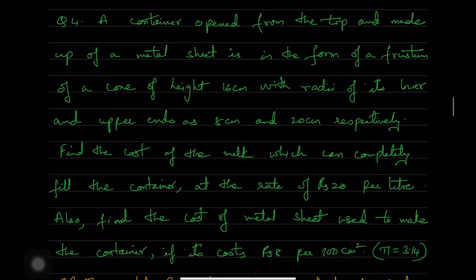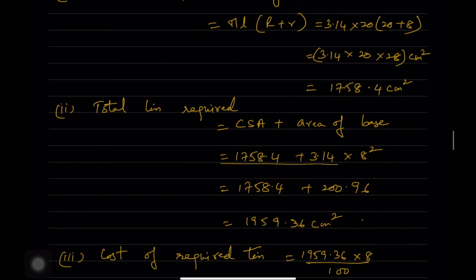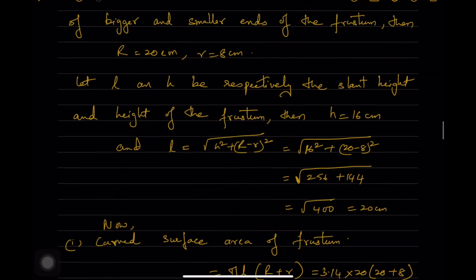Question 4. A container opened from the top and made up of a metal sheet is in the form of a frustum of a cone of height 16 centimeters, with radius of its lower and upper ends as 8 centimeters and 20 centimeters respectively. Find the cost of the milk which can completely fill the container at the rate of 20 rupees per liter. Also find the cost of metal sheet used to make the container if it costs rupees 8 per 100 centimeters square. So for the cost of milk which can completely fill the container, we have to find the volume, plus the curved surface area of the frustum.